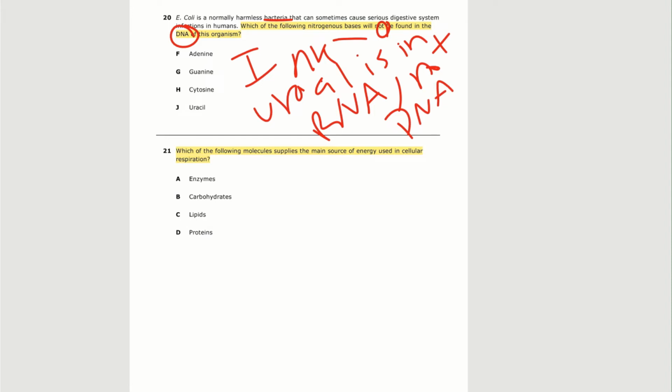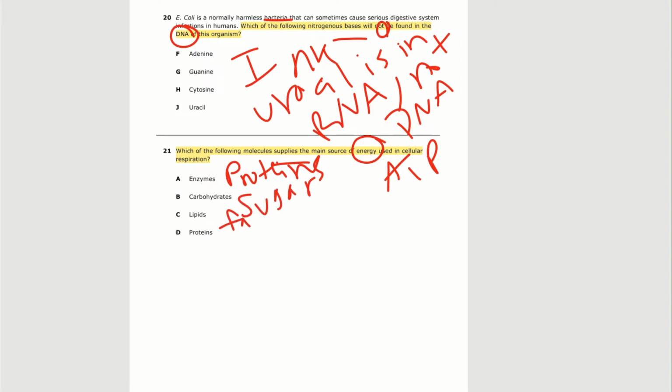Which of the following molecules supplies the main source of energy? ATP, used in cellular respiration. So, what gives you the most energy? What are enzymes again? They're helpers, remember? They're proteins. What are carbohydrates? Carbs are sugar. And what are lipids? Fats and proteins. Well, they're also proteins, right? So I knew it wasn't A or D. The answer is B or C.